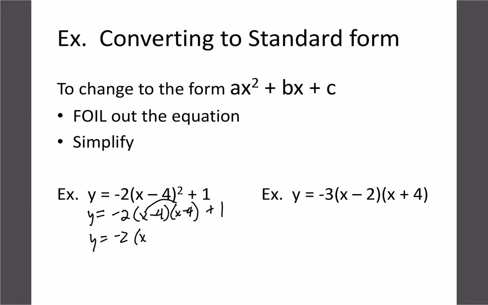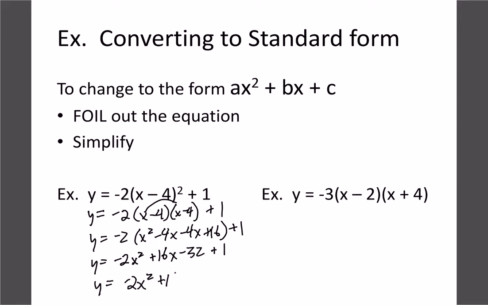So x times x would be x squared. Then we get minus 4x again when we do the inside ones, and then our last ones is 16. So let's just multiply everything by negative 2. So we'd have negative 2x squared. The negative 4x and negative 4x together would be negative 8x, times negative 2 would be plus 16x. Then we get minus 32 plus 1. For our final simplifying, we can just put the 32 and the 1 together to give you negative 31. So that would be the equation in standard form. It's pretty easy, just FOILing things out, nothing too complicated.